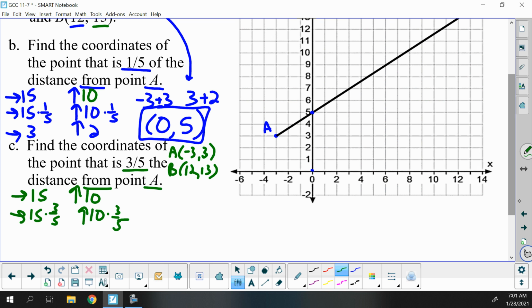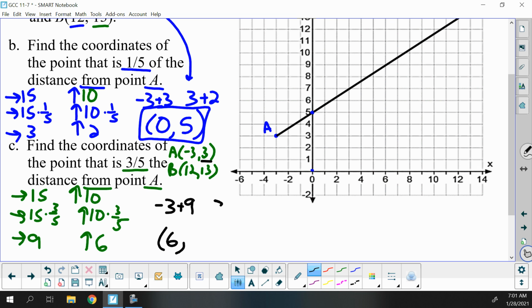So again, we can do those in the calculator. 15 times 3/5 will just give us 9. 10 times 3/5 will just give us 6. So this means from point A, we should move right 9 and up 6. So start with A's x value. If you're moving to the right, that's in the positive direction, so we're going to add 9. -3 plus 9 will give us 6 for our x value.